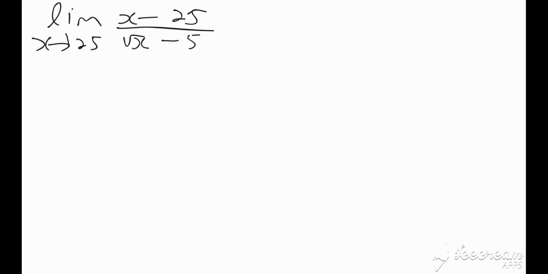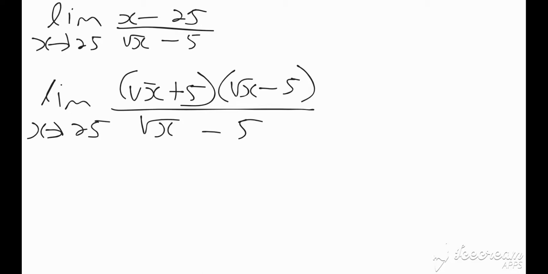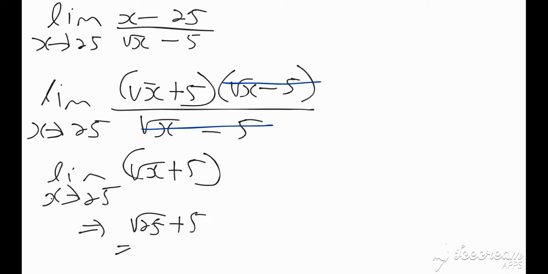So I could write the numerator as root x plus 5 into root x minus 5, a difference of two squares, because root x squared is really x, and 5 squared is really 25. So all over the root of x minus 5 as x tends towards 25. Now we can reduce, so the root x minus 5 here is going to take out the root x minus 5 there. This expression becomes the limit of root x plus 5 as x tends towards 25. Now we can go right ahead and do our direct substitution. So I'm going to end up with the root of 25 plus 5, which should just give me 10.